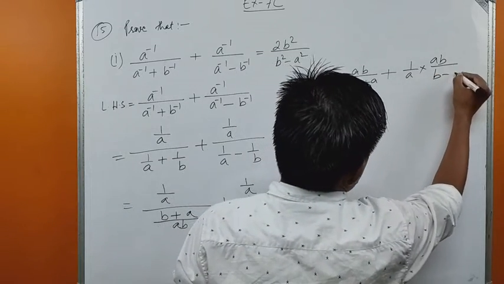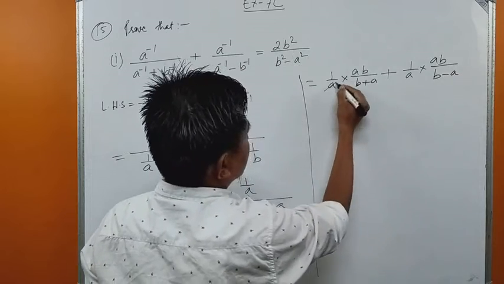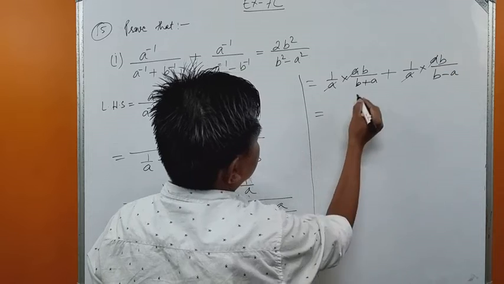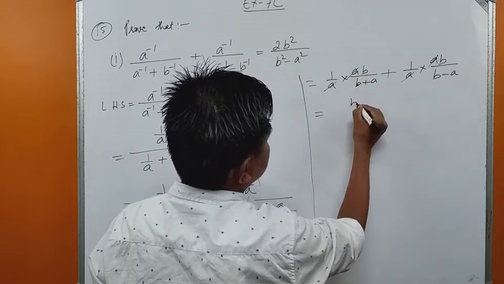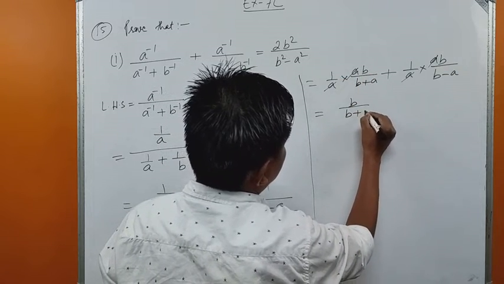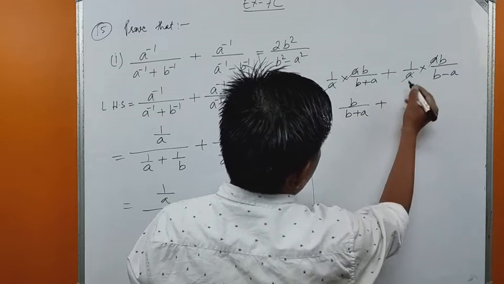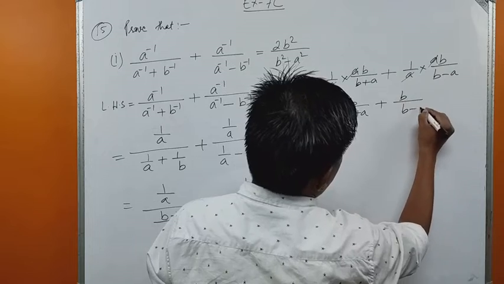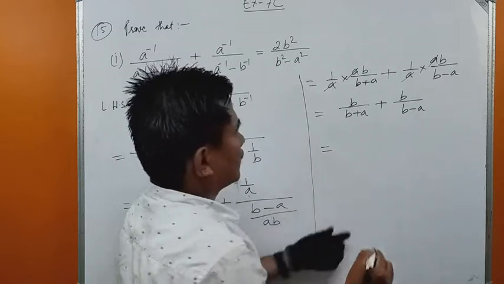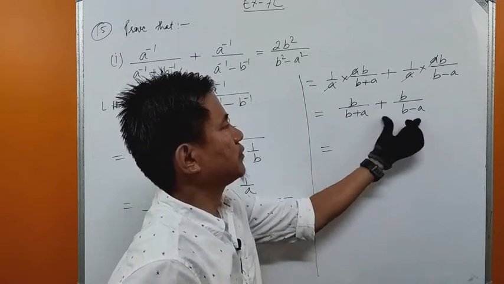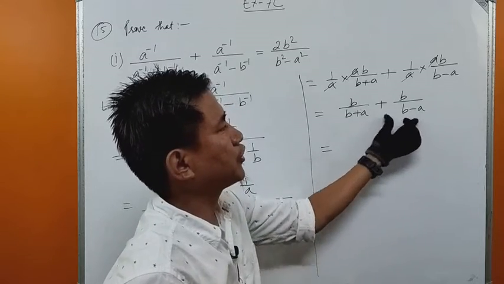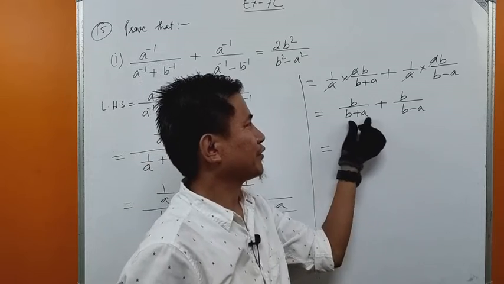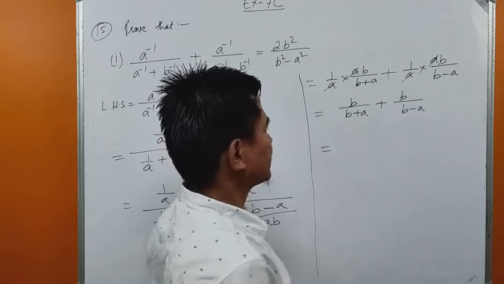So b minus a. Now this a and this a can be cancelled, this a and this a can be cancelled. So we have 1 into b is b upon b plus a, plus 1 into b is b upon b minus a, isn't it? Now again these two are the fractional numbers. We must take the LCM of the denominators to add them, isn't it?